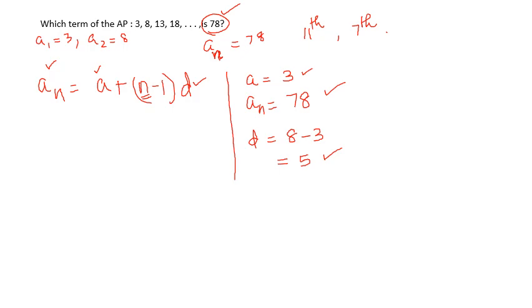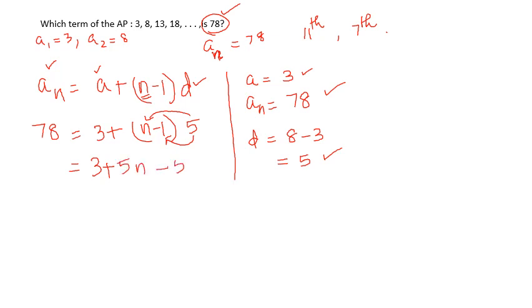Can you find it? Now we are going to substitute. What is the value of an? An is 78. That is equal to a, which is 3, plus n, which we don't know, so we put it as n only, minus 1 into d, which is 5. Here we have to first open the bracket: 5 into n and 5 into minus 1. So 5 into n is 5n. Minus 1 into 5 is minus 5.